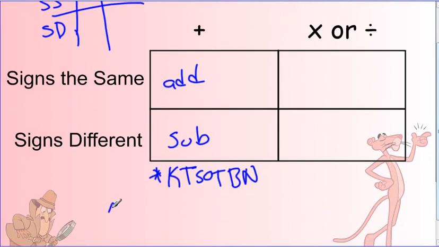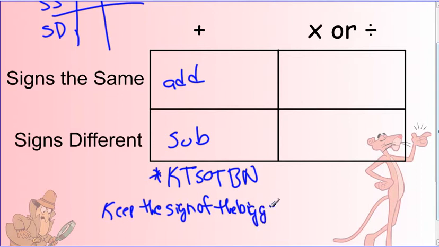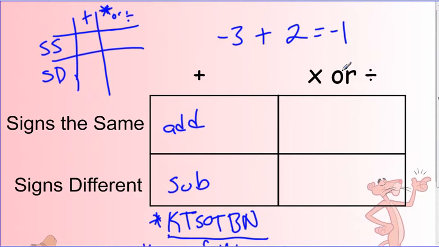This stands for keep, oh my goodness, I can't write today. Keep the sign of the bigger number. That's what this stands for. Keep the sign of the bigger number. That's how you know whether your answer is positive or negative when you do addition. Okay? So you have this written down.